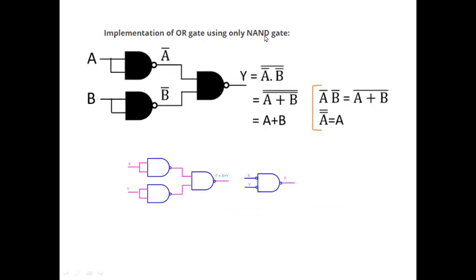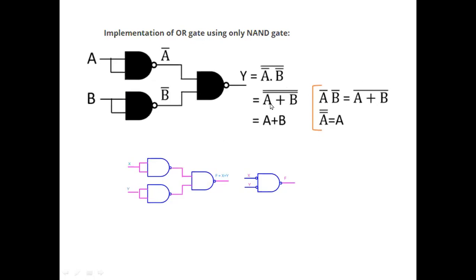Next, OR gate function using NAND gate. Here we have two inverters which are giving A bar and B bar, and these two complements are given to a NAND gate. We know the expression for the NAND gate: NAND operation is (A dot B) whole complement. Here my A is A bar, B is B bar. So this becomes (A bar dot B bar) whole complement. Again, if I apply De Morgan's law, individual complements of AND is equal to whole complement of OR.